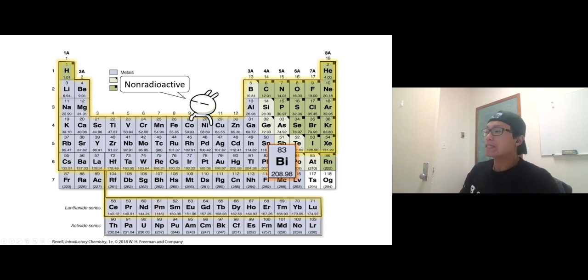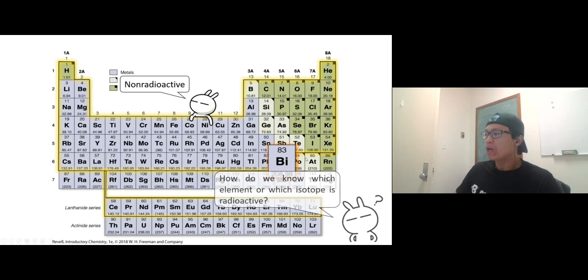So when I say these elements are non-radioactive, I'm just talking about carbon 12, nitrogen 14, oxygen 16, fluorine 19. They are non-radioactive, but their isotopes are not. Carbon 12 and carbon 13 are non-radioactive, but carbon 14 is radioactive. Fluorine 19, regular fluorine, is non-radioactive, but fluorine 18 is radioactive.